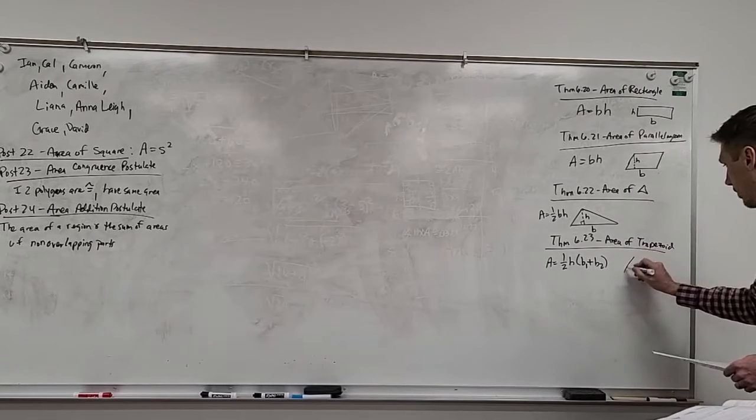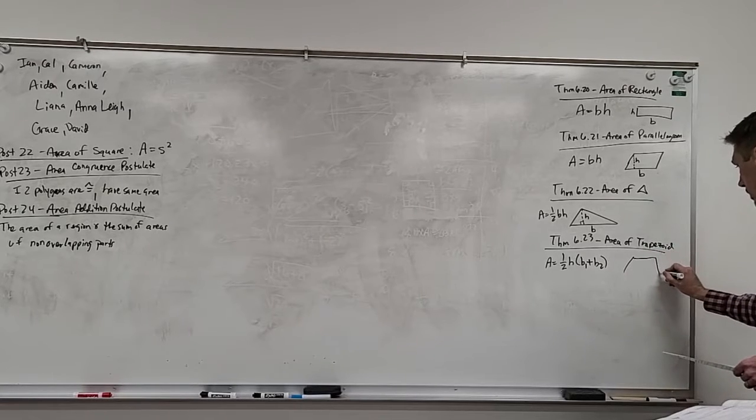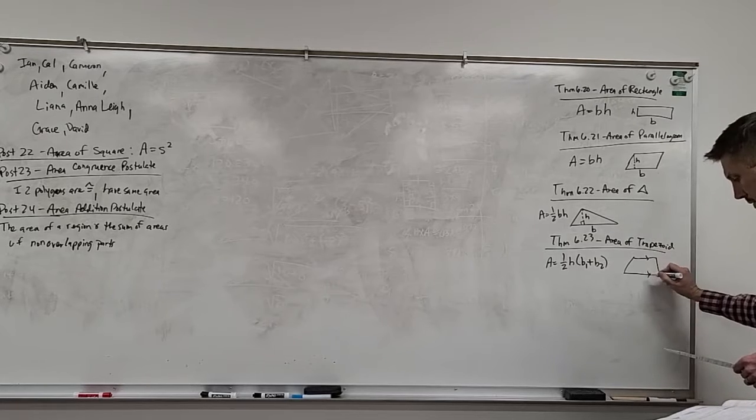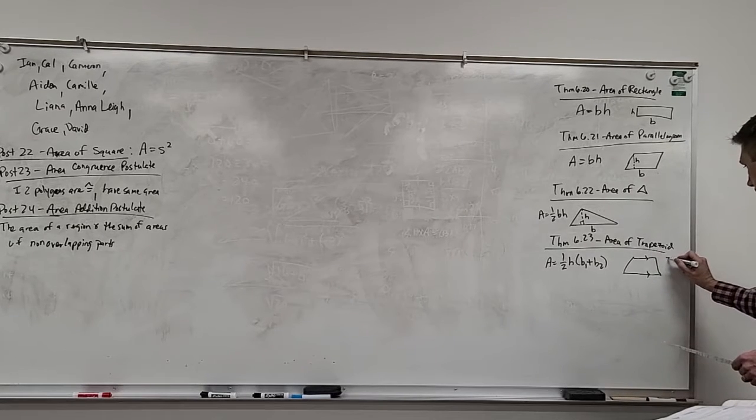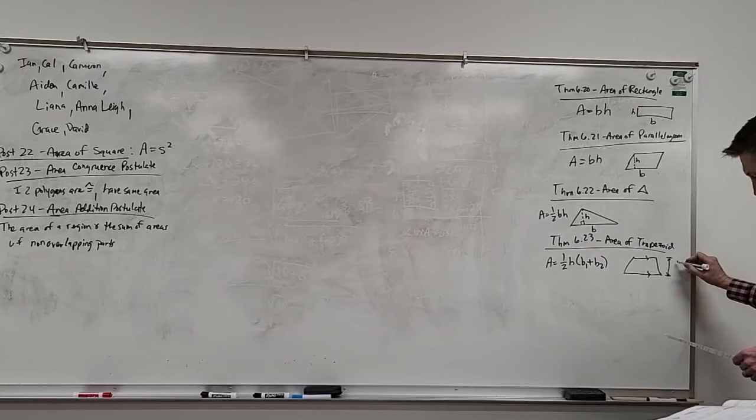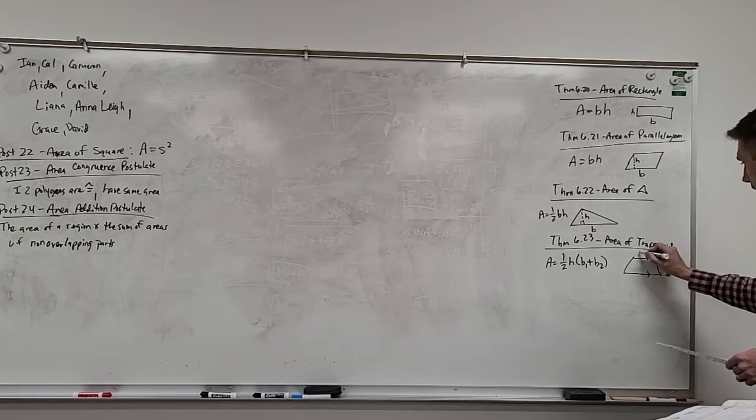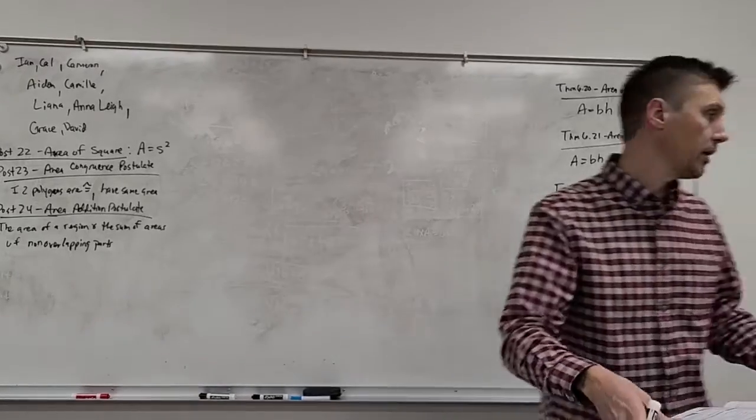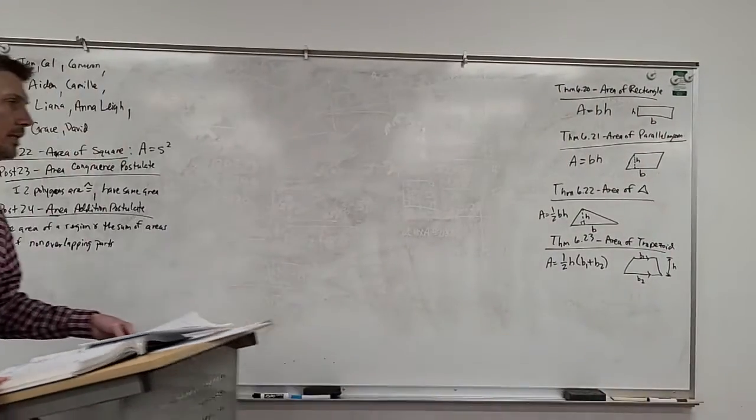And so if I were to label that, right, it looks like that. These are parallel. This distance here is h, and this length here is b1, and this length here is b2. Move this over here. Somebody see that?